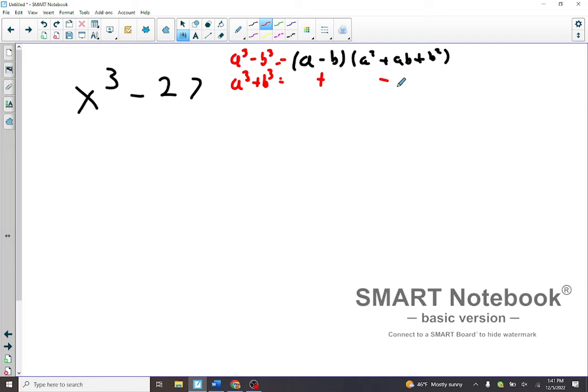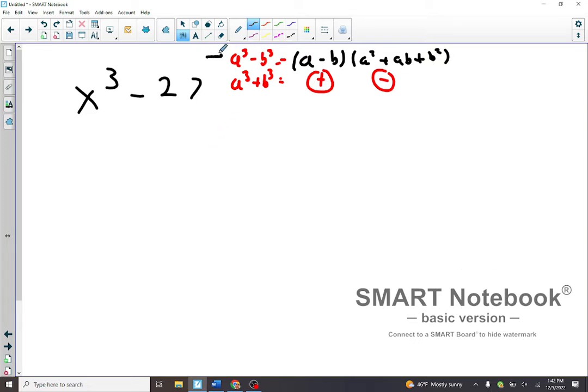So I suggest you try to remember it as one thing with just a negative and positive switch, instead of thinking of it as two separate equations. If there was a plus sign in the middle, this thing would become a plus sign and this thing would become a minus sign. That's the only difference. So it's negative 27.